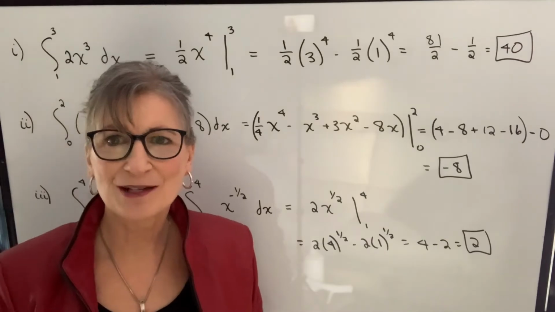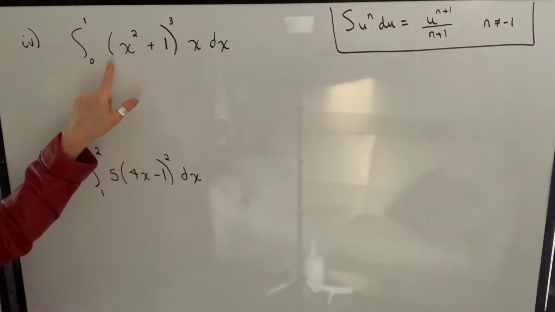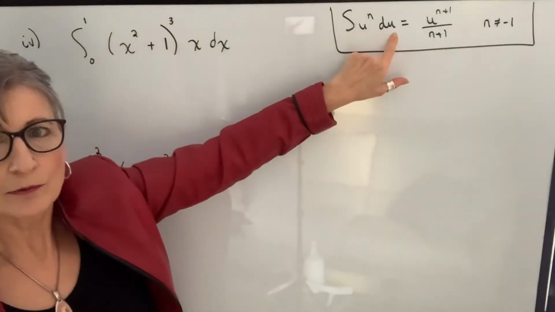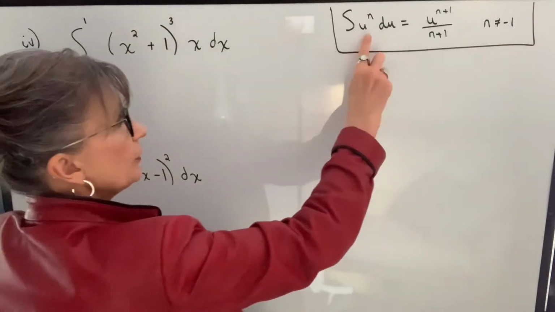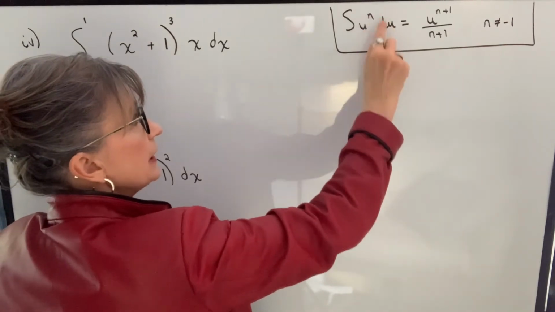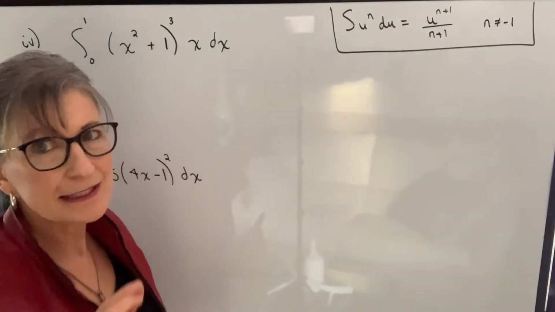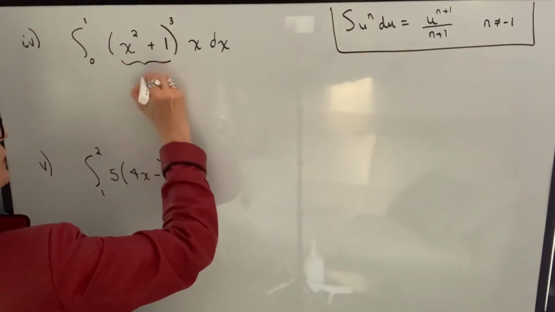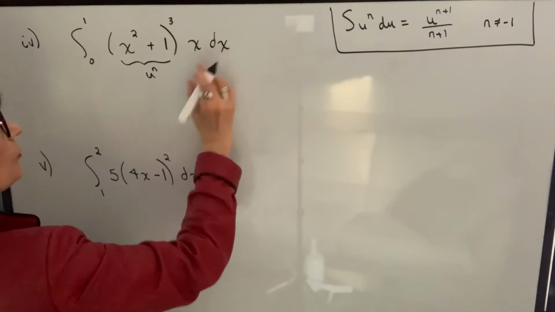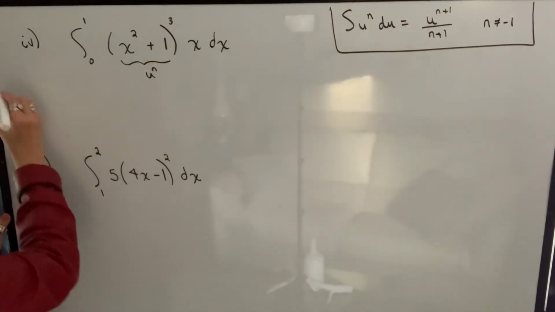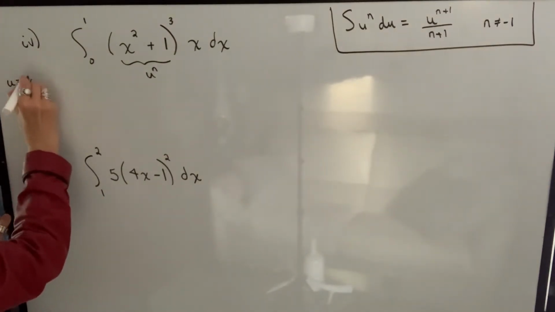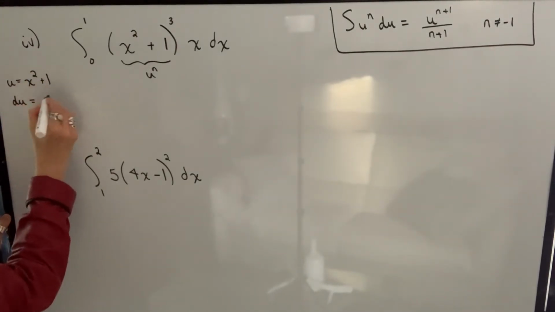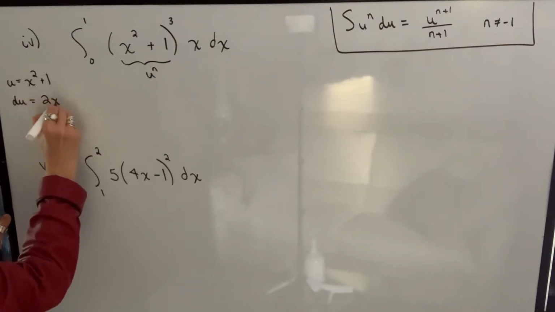Let's take a look at some more examples. Our next example is a function raised to a power. So we're going to take a look at our power rule. To use the power rule, if you have a function raised to a power, you need to have your du factor and it needs to be exact before you can integrate. So if we look at this as u to the n, we want to know if we have our du factor. So we can define u, which is x squared plus 1. The derivative of that is 2x, so the differential of that will be 2x dx.